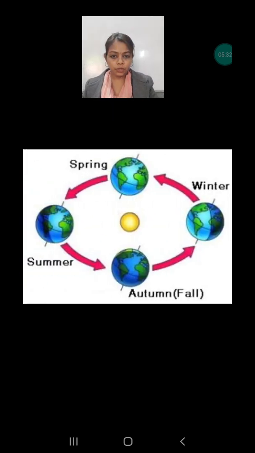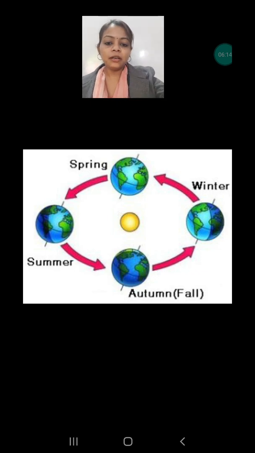We have studied in the revolution of the earth that, from time to time, the earth is changing its position. That's why we have different types of seasons. When the northern hemisphere faces the sun, suppose this is the sun and this side is the northern hemisphere and this side is the southern hemisphere, the northern hemisphere will have summer. Whereas when the earth revolves and comes to this position, the southern hemisphere will face the sun and will have summer, and the northern hemisphere will have winter. So the same thing happens with the sun and earth.